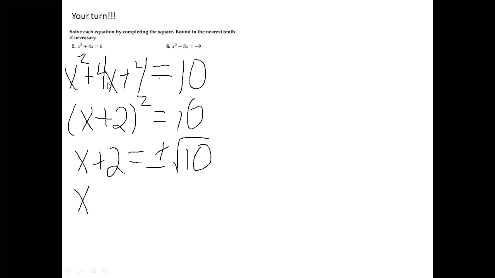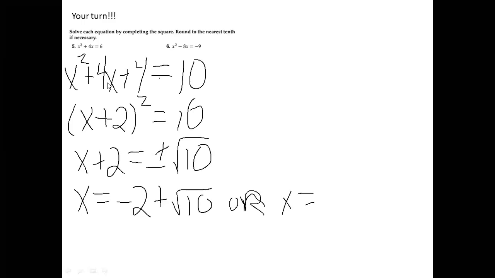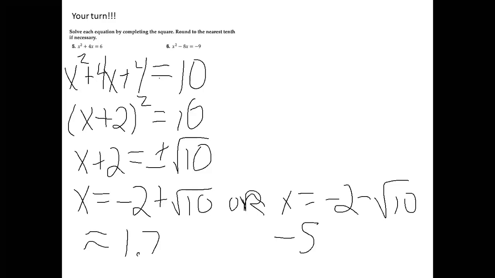So that means your answer is x equals -2 plus the square root of 10, or x equals -2 minus the square root of 10. In either case, if you plug it into your calculator to see what the decimal would be, -2 plus the square root of 10 is about 1.7 if you round. And then -2 minus the square root of 10 gives you -5.2 if you round there.